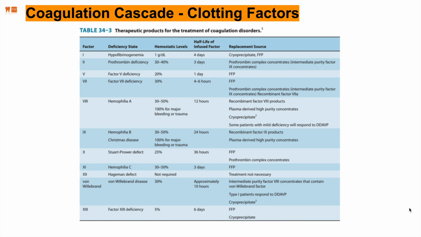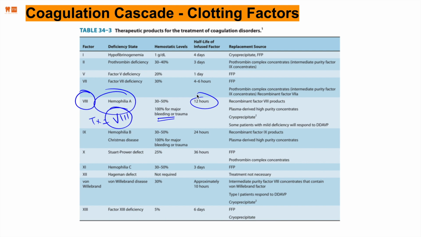This is basically a treatment modality. Okay? For example, I'll give you an example here. Whenever there is hemophilia A, it is due to the deficiency of factor number 8. About 30 to 50% of hemostasis occurs, so lots of bleeding, right? Therefore, there is a 100% chance for major bleeding or trauma. When we treat this hemophilia by introducing factor 8 into the system, it takes up to 12 hours for it to reach its peak level.